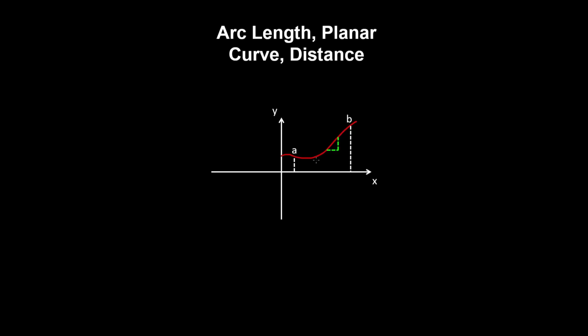We can find the length of a planar curve in a closed interval from a to b using the arc length definite integral. So if we construct a triangle that has a length delta s along the curve, we can denote the other dimensions as delta x and delta y. And now using Pythagoras' theorem, we obtain the following relationship.